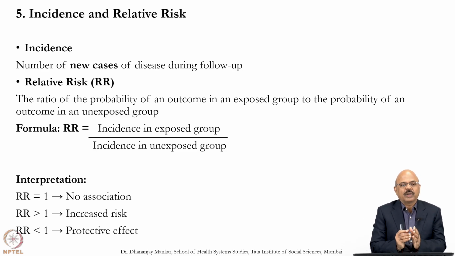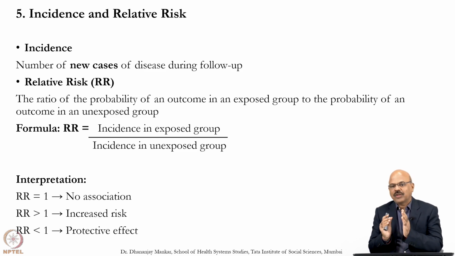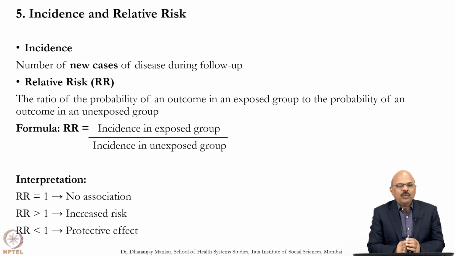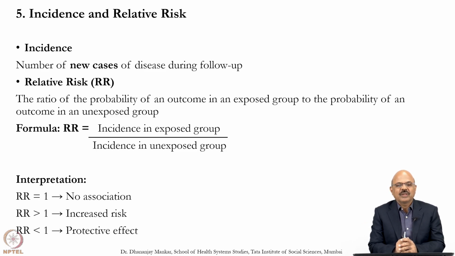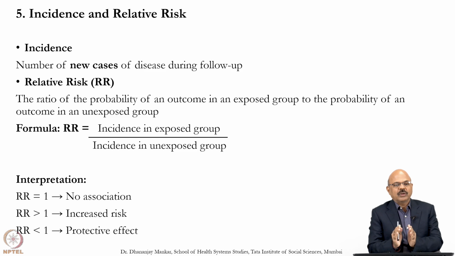Relative risk, which is very important and denoted by RR, is the ratio of the probability of an outcome in an exposed group to the probability of an outcome in an unexposed group. Suppose you are trying to understand with the formula what the relative risk is: the incidence in the exposed group, who are more exposed to pollution, divided by the incidence in the unexposed group, who are not exposed to pollution. What is the interpretation?